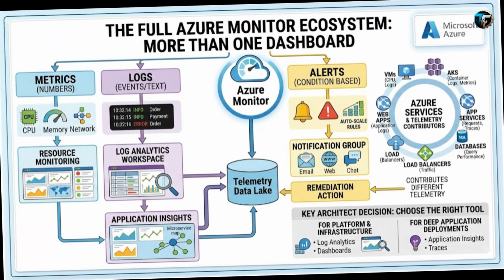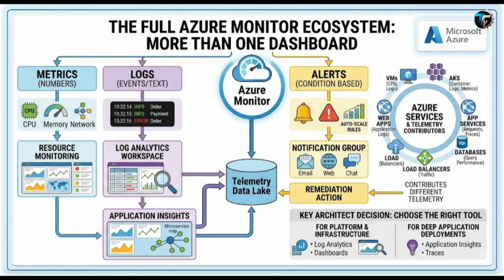A common misconception is that Azure Monitor is just a single, static dashboard. It is not. It is a massive, distributed telemetry fabric divided into three core pillars: metrics, logs, and alerts. Each pillar maps to distinct, specialized engines. Metrics handle resource monitoring, tracking live numbers like how busy your computer's brain is. Logs flow into a Log Analytics Workspace, acting like a detailed diary that records every single event. And alerts manage your notifications, sending you a text or email if something breaks.